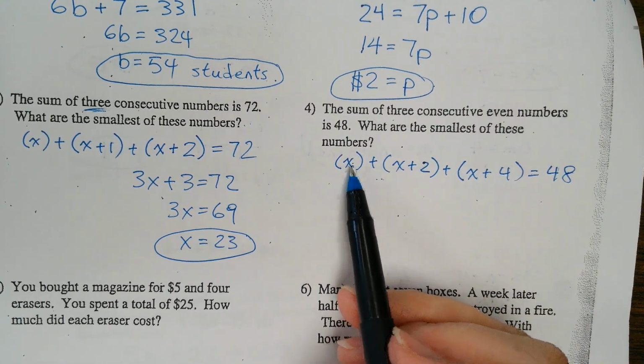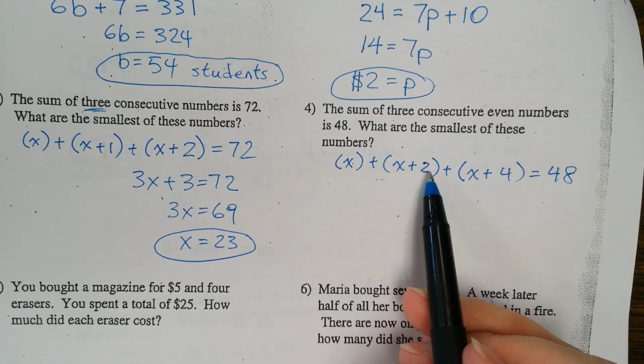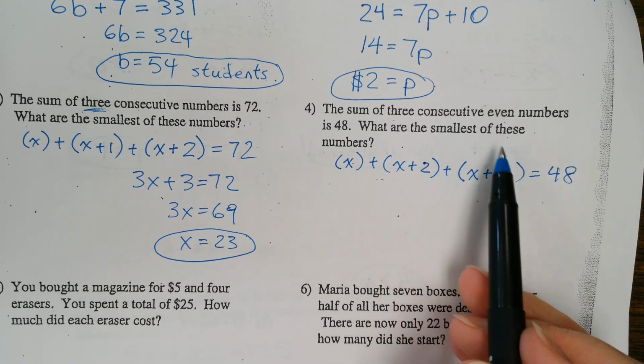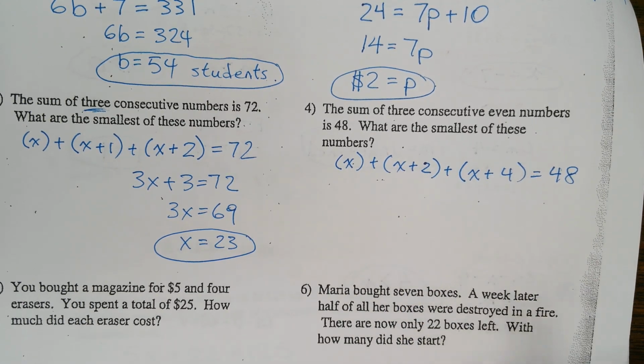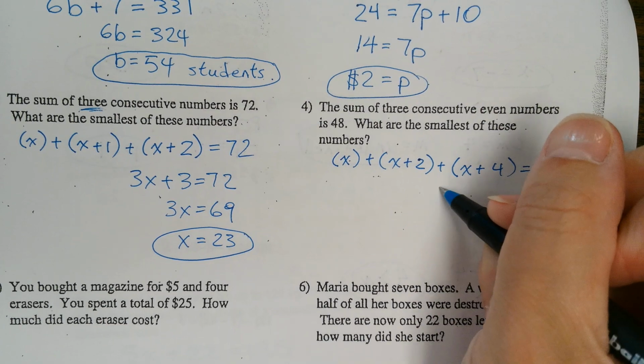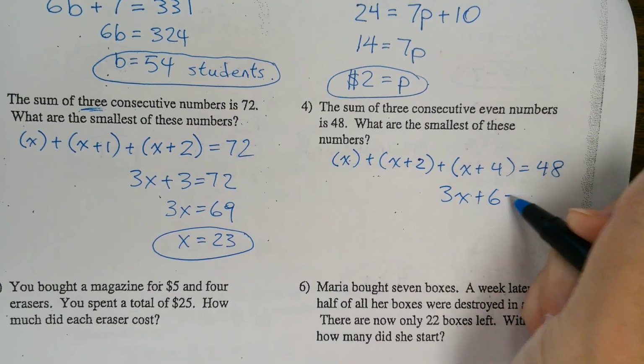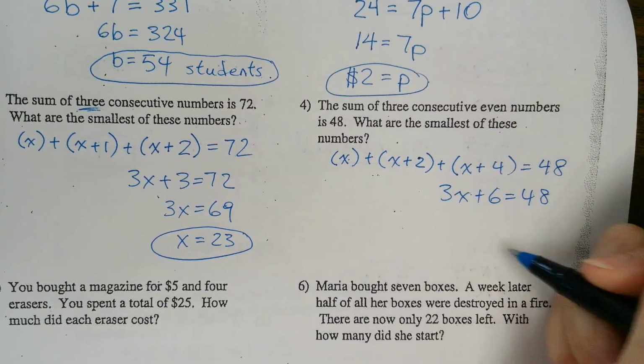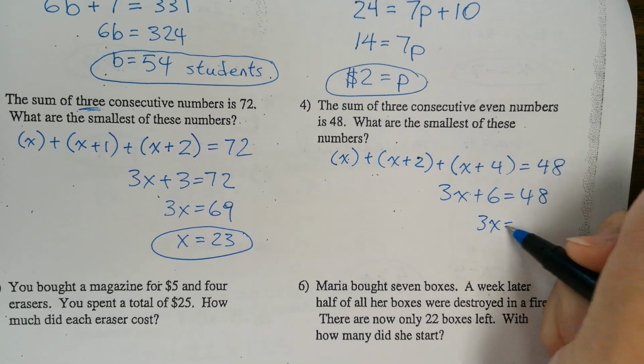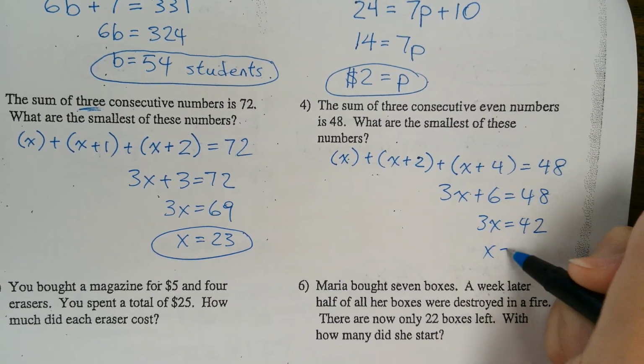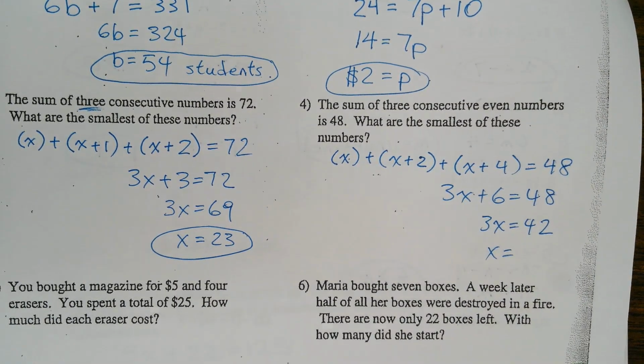If x is 10, the next even number is 12. And then the next one, 14. When you add it all together, 3x plus 6 equals 48. Move that 6 over. And then divide. Divided by 3, you get 14.